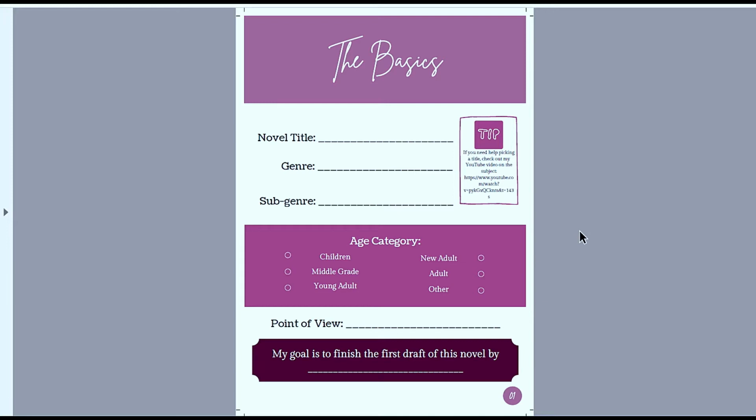Then point of view, so you have first person, third person deep, third person objective, third person subjective, omniscient point of view, or bird's eye view, and then you can also specify something in there like stream of consciousness. And then your goal for when to finish the first draft. Now this is very important for me to put in, because if I do not do that, then it will take me 5 years to finish the first draft, like it did with the book that I just finished.